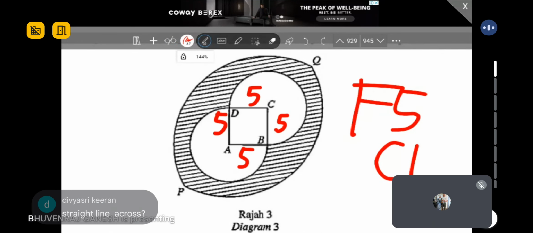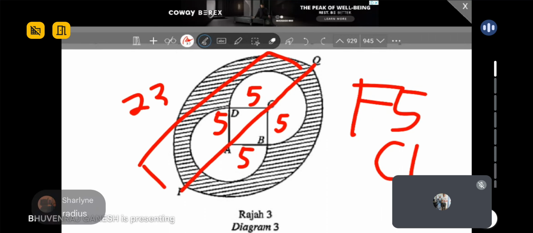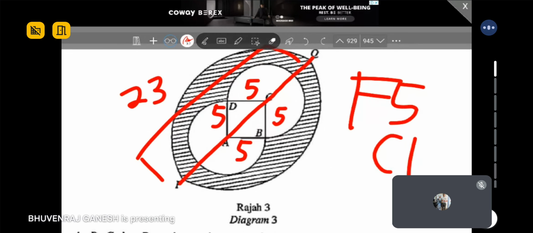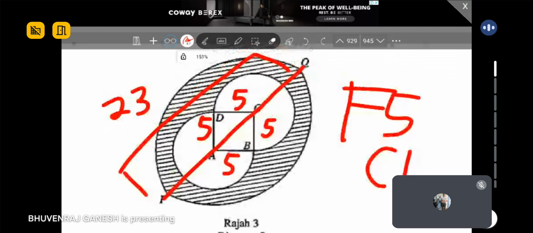Straight line across, yes. Okay, can. Because they tell you PQ, the total length is 23. Okay, this is another information. One more piece of info: the radius. Radius for which one? Can you be more specific?